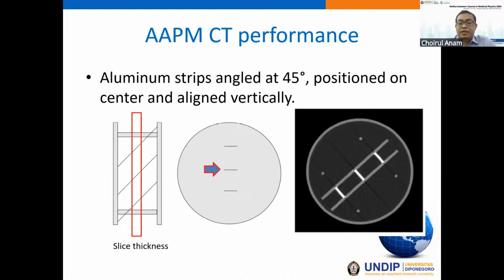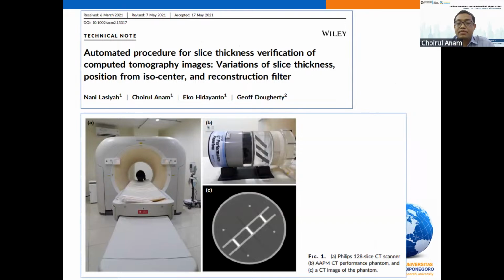Okay, this is the result of the axial image. And we have the three objects for measuring the slice thickness. If you want to know more detail about the technique, how to automatically measure the slice thickness, you can also refer to our publication in the Journal of Applied Clinical Medical Physics, the automatic procedure for slice thickness verification of computed tomography images.